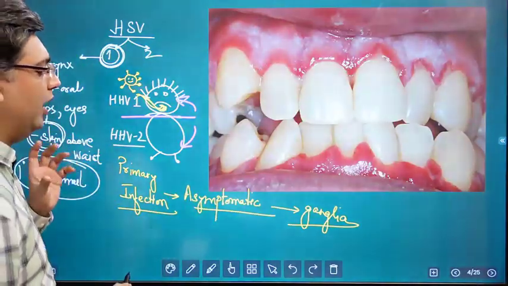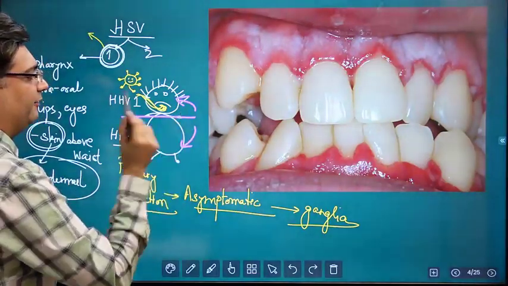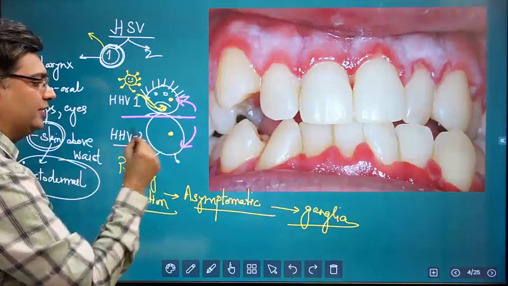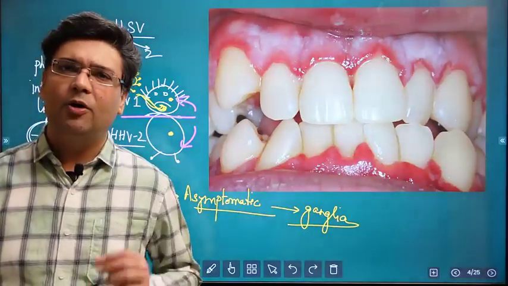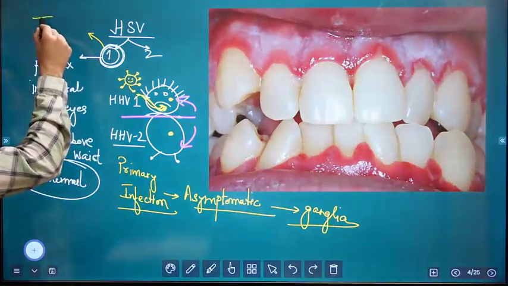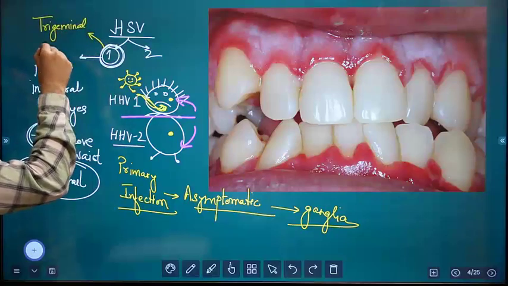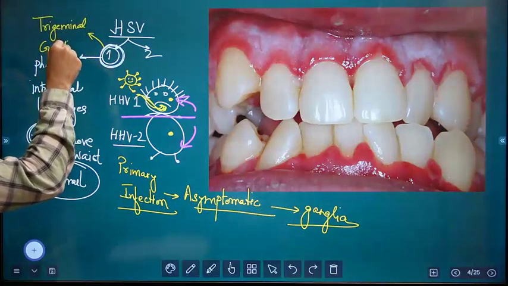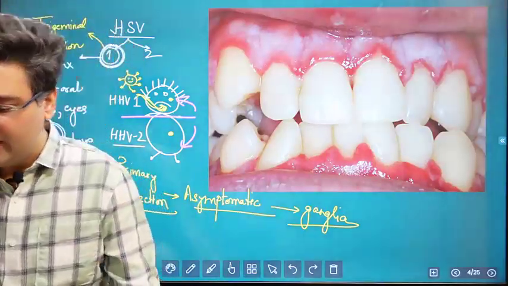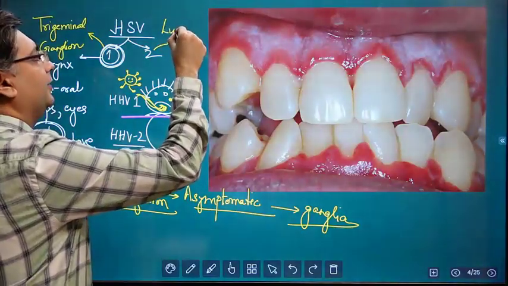Now generally there are two houses here. The HSV1 has a house which would be somewhere above the waist. Okay, HSV1 would be residing here above the waist, and the HSV2 has a house which is below the waist. So what are the ganglia where the HHV1 lives? The HHV1 lives in the trigeminal ganglion. This ganglion we have studied in detail in anatomy, if you remember. So the house of HSV1 is the trigeminal ganglion, and the house of the HSV2 is the lumbosacral ganglion.